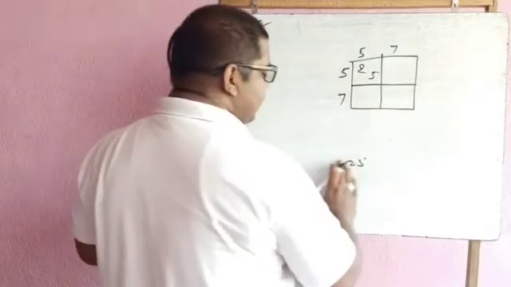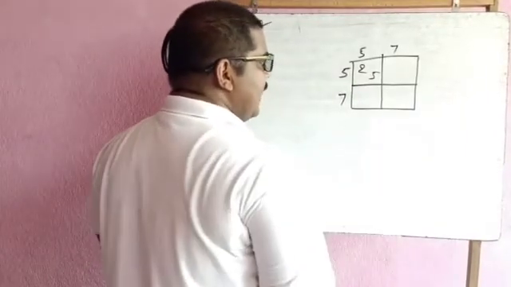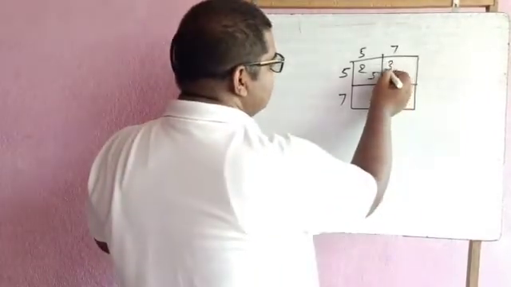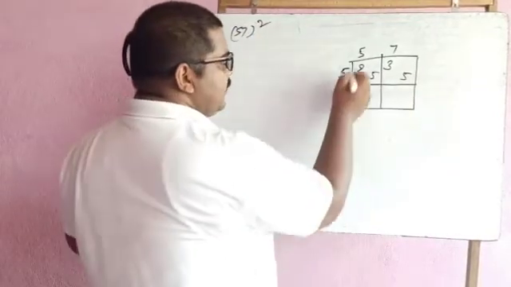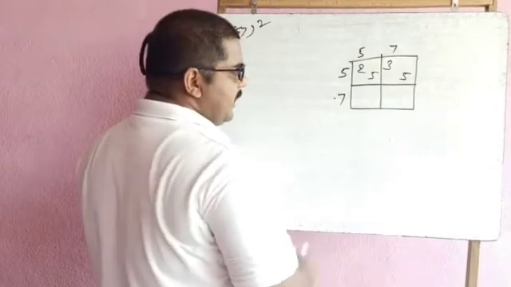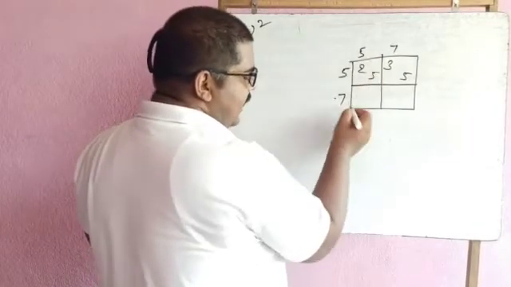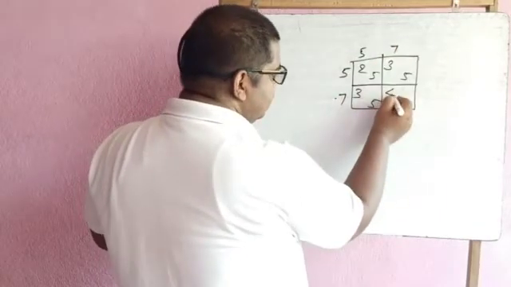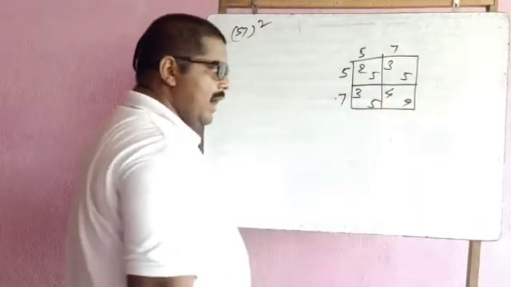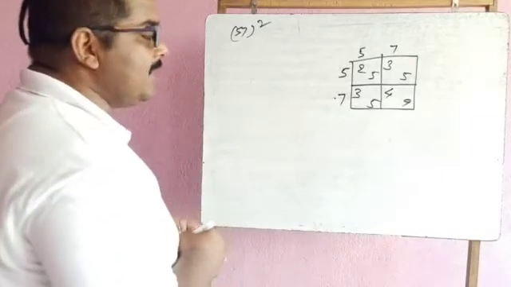Again you have to multiply 5 into 7. 5 into 7 is equal to 35. 7 into 5, you have to multiply 7 with the 5, 35. 7 into 7, 49. And now you have to put the diagonal.